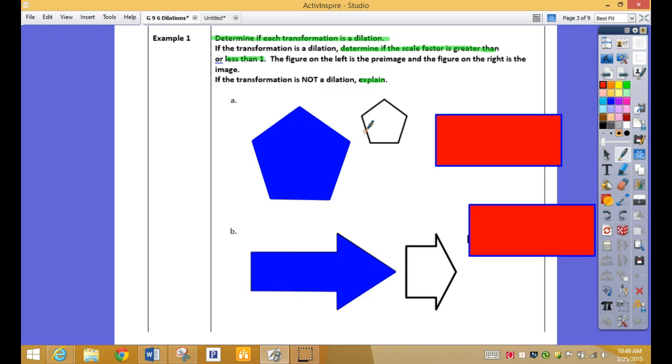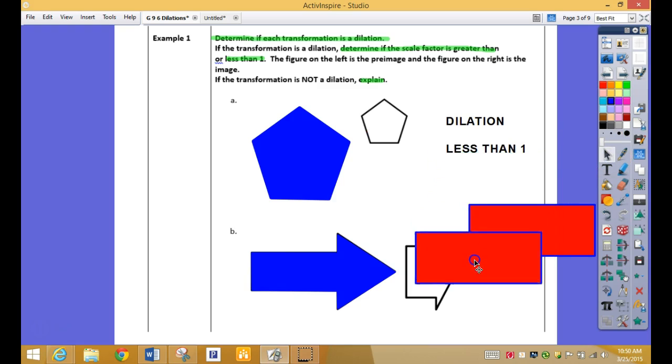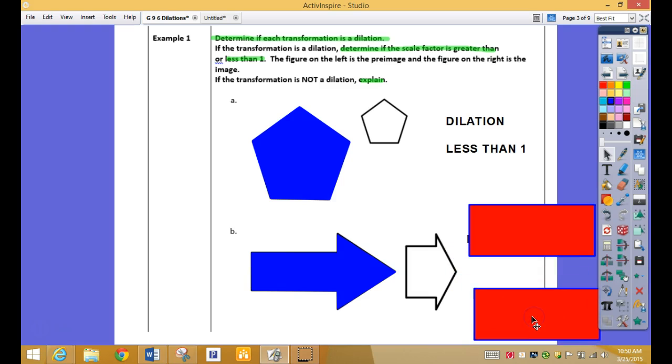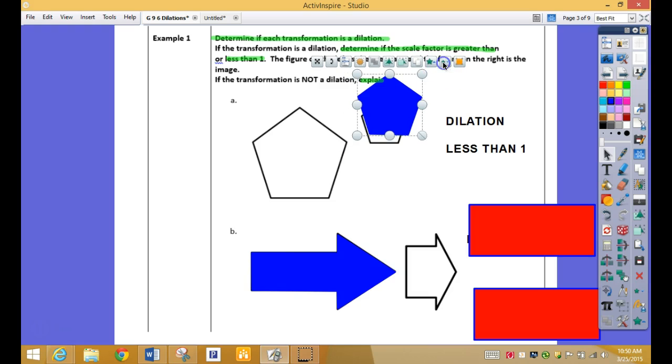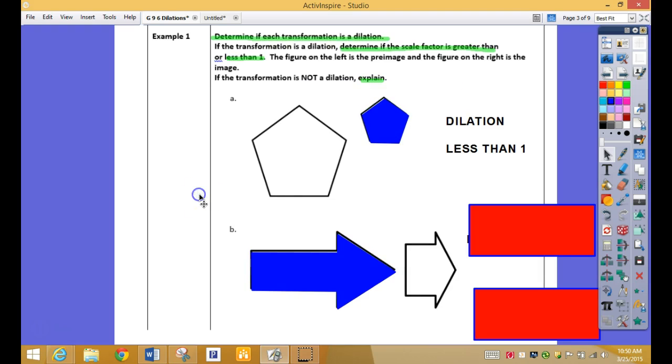So you're telling me yes, you think it is a dilation? Yes. Did it shrink or enlarge? Shrink. So what would the scale factor be? Less than 1. It would have to be less than 1. So yes, it is a dilation, and it would be less than 1. And let's see if that works. So if I slide this image over here, and I shrink it, is it similar? It did work. So yes, it's a dilation, and it was less than 1.